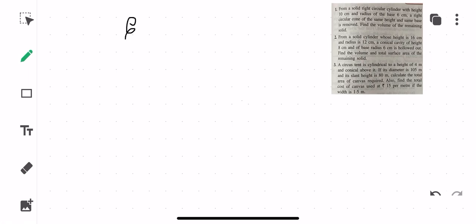So the base has to be same, children. Without wasting time, we'll be quickly moving to exercise 20F. There are no such new concepts, only the questions will be of different types. So we'll be now looking into this.